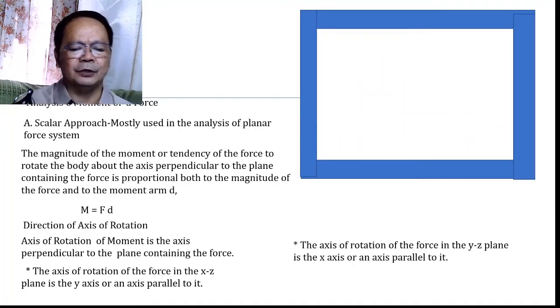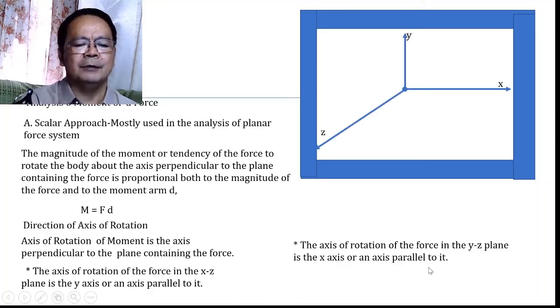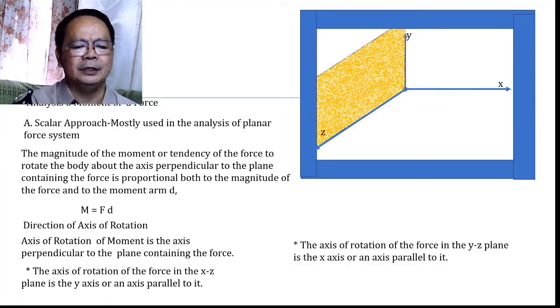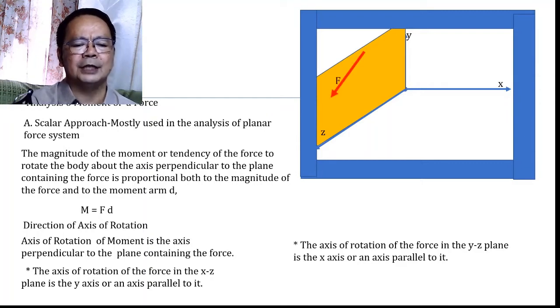Now, suppose that the force lies on the yz plane. Therefore, the axis of rotation of the force in the yz plane is the x-axis, or an axis parallel to it. So, imagine natin that here is our yz plane, and on this plane there is a force that is acting on the plane. If we selected this point as our point where moment is to be determined, then the axis of rotation shall be directed along the positive x-axis. So kung pipili naman tayo ng another point somewhere here, then the axis of rotation shall be an axis parallel to the x-axis.